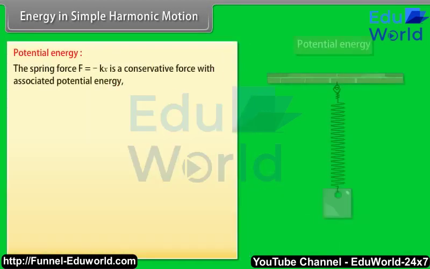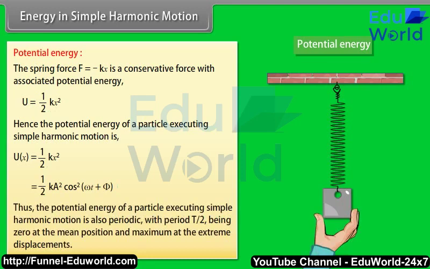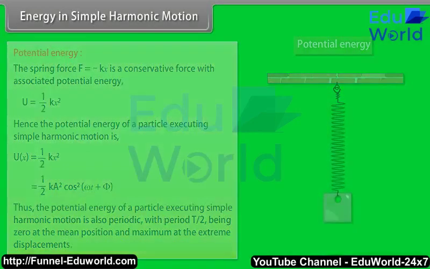Potential energy. The spring force F is equal to minus kx is a conservative force with associated potential energy U is equal to half kx square. Hence, the potential energy of a particle executing simple harmonic motion is U(x) is equal to half kx square, which is equal to half k A square cos square (omega t plus phi). Thus, the potential energy of a particle executing simple harmonic motion is also periodic, with period T by 2, being zero at the mean position and maximum at the extreme displacements.